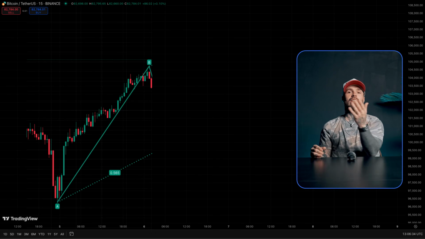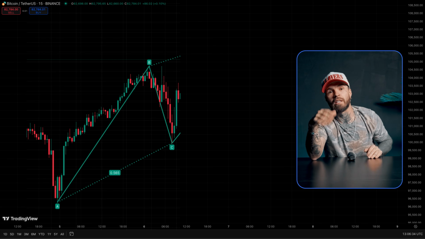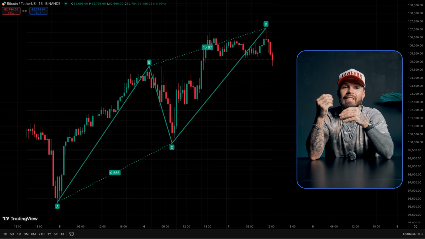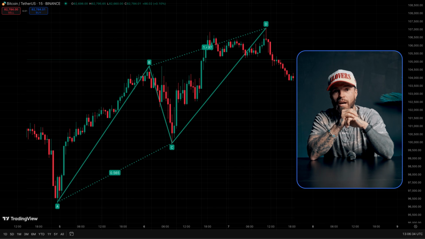Here's how it works. Number 1, A to B, the initial run up. Big green candles, strong moves up. Number 2, B to C, the pullback. The price cools off, some sellers take profits. Number 3, C to D, the next move up. Price holds support at C and then breaks out to new highs.